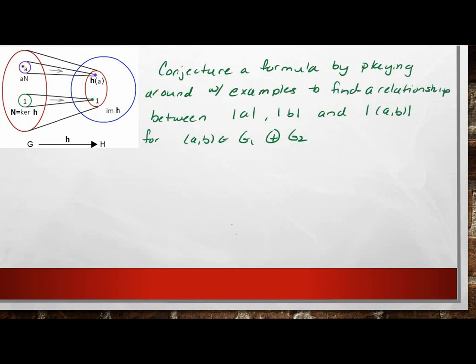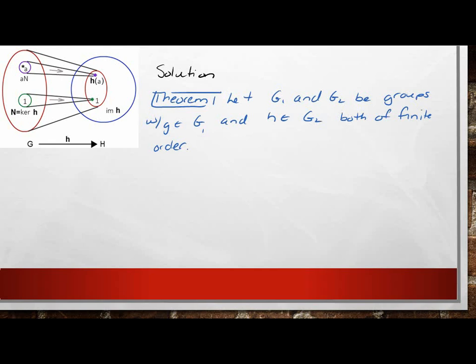So the conjecture is that you're guessing that the relationship between these two is going to be the LCM of the order of A and the order of B is going to be the order of the element in the direct product group. So that's the statement of the conjecture.